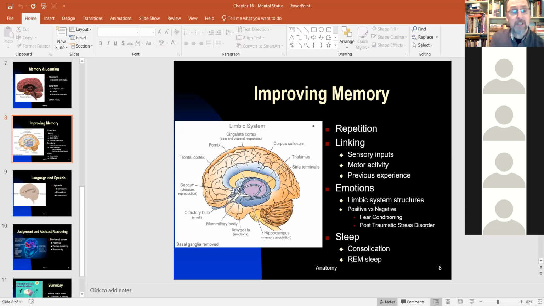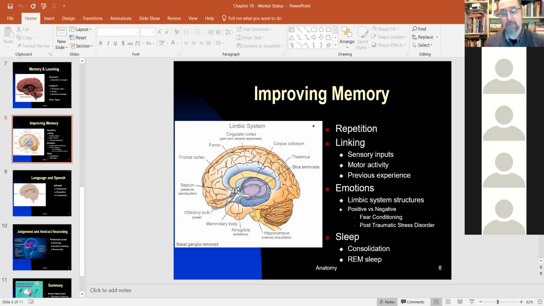Okay, and then this formation of long-term memory is also something that happens during sleep. So we call this memory consolidation, and we know that it's associated with REM sleep, that's rapid eye movement sleep. That's the time of sleep of dreaming. And so we know if that's disrupted, memories are impaired.